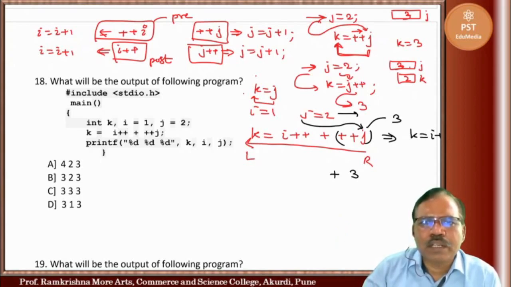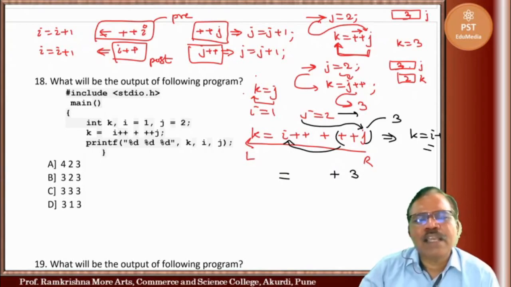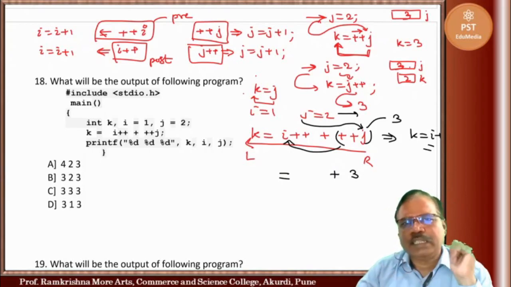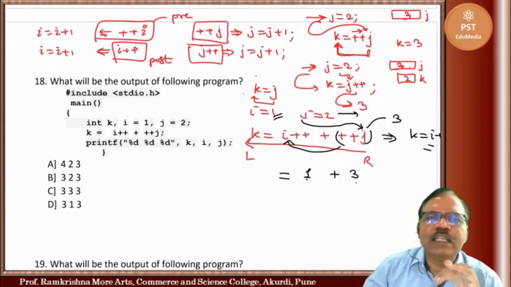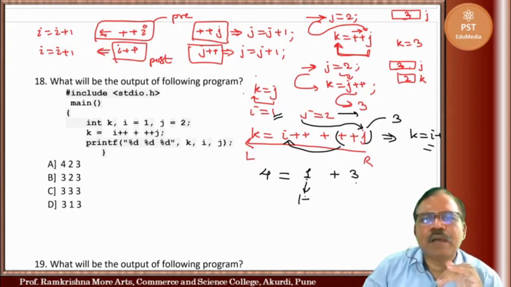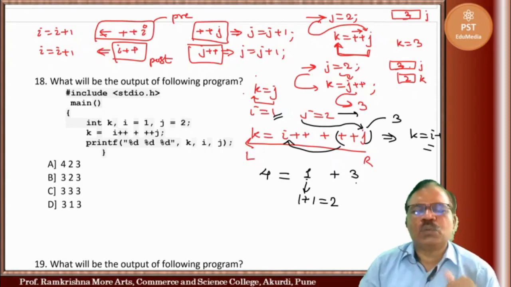Now control will come here. It is i plus j, but i has post increment. So first i is used. What is the value of i? That is 1. Then 1 plus 3, that is 4. And then i is increased by 1, so i becomes 2. Is it clear?